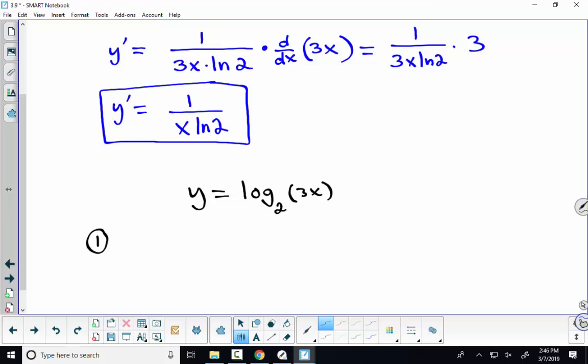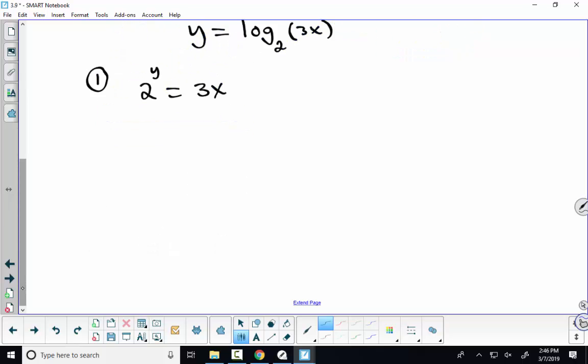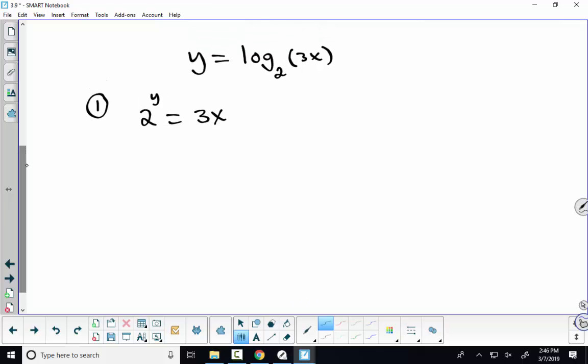Can remember the formula for the log base 2, or log base b. But equivalently, we could write this as 2 to the y equals 3x. So roll the log, convert it to an exponential. That's an algebraically valid thing to do. Can we take the derivative of this? Can we take the derivative of 2 to the y equals 3x?